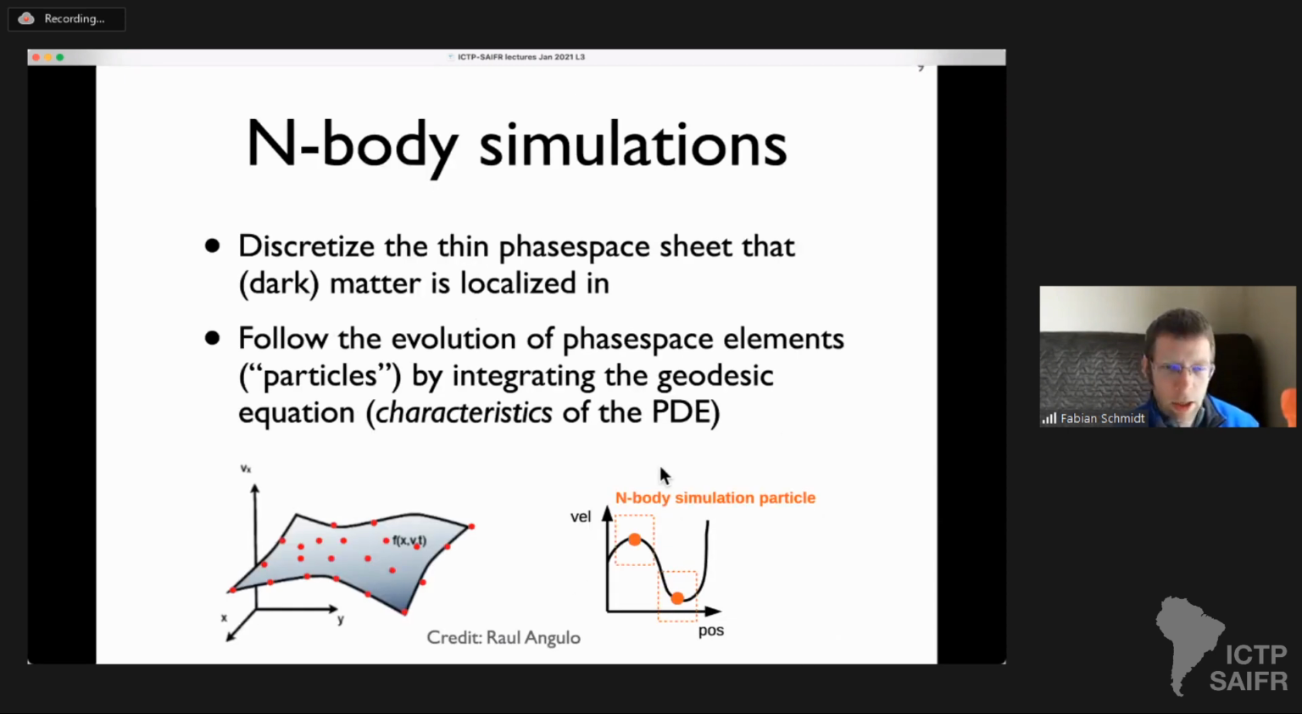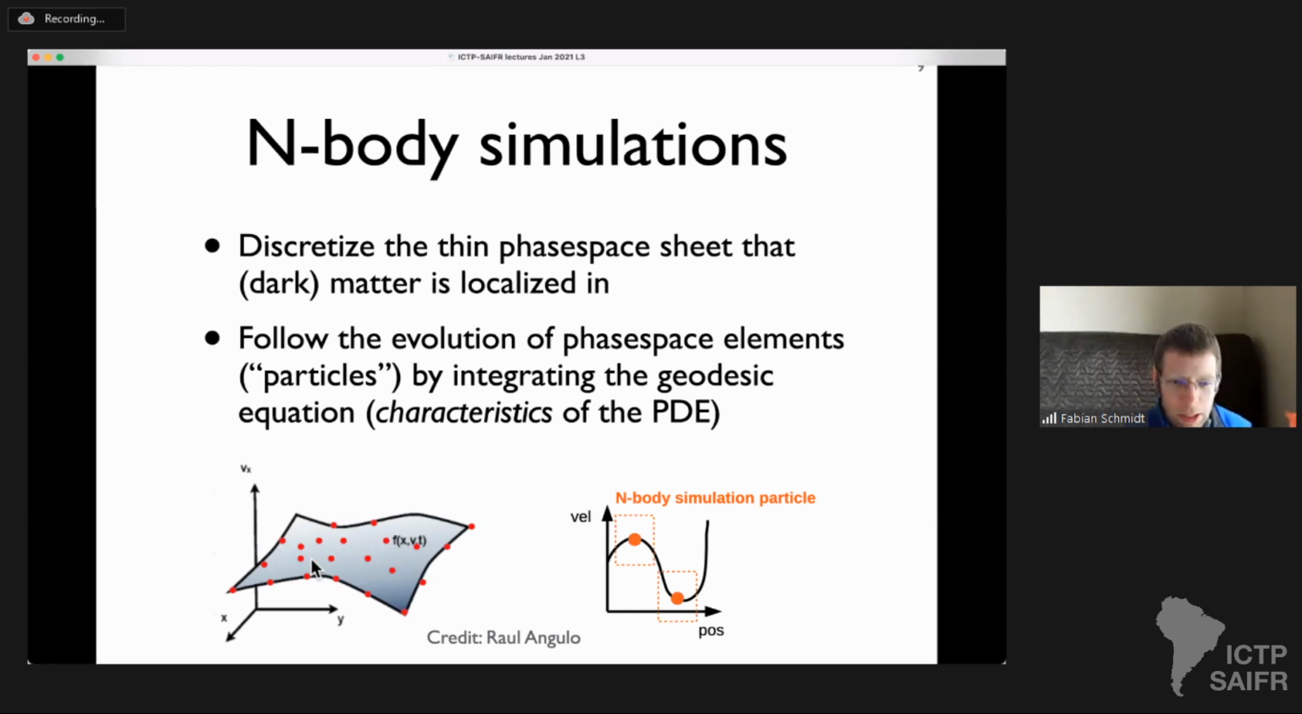So the idea of n-body simulations is to take this sheet in phase space and discretize it, divide it into little patches, and then follow these patches. And these patches of the phase space sheet, or phase space elements, we always call particles because it's just such a nice analogy. But it's important to keep in mind that they're not actually dark matter particles. They stand for elements of this sheet in phase space.